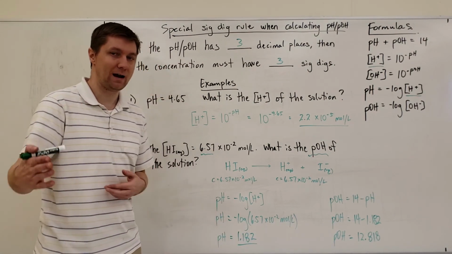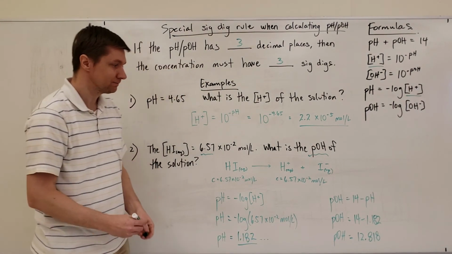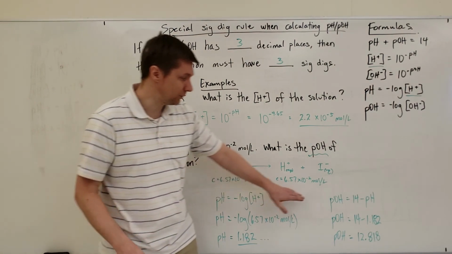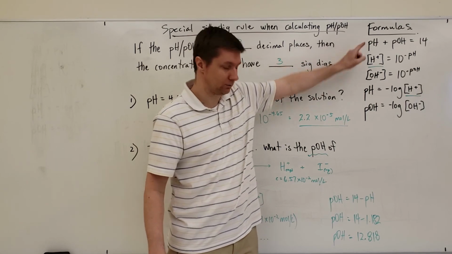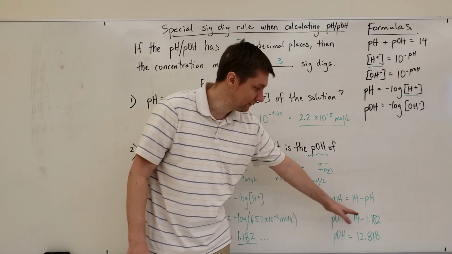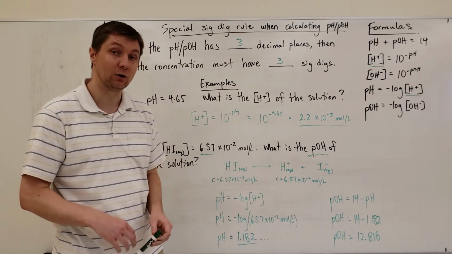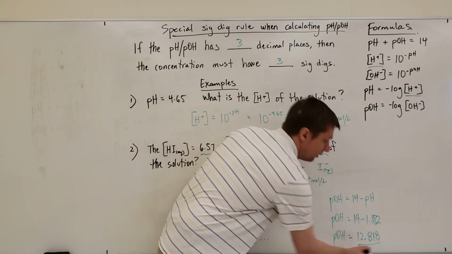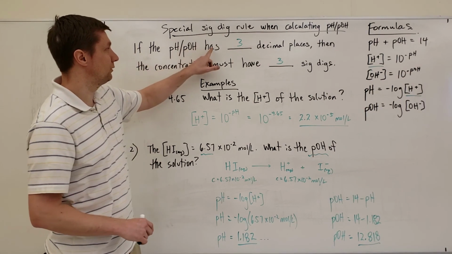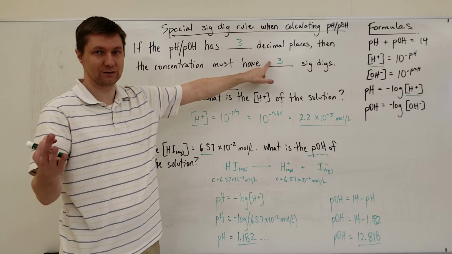But remember, I don't round until the very end. So actually this number is a bigger, longer number in my calculator. And I want to calculate the pOH. So to calculate the pOH, I'm going to use this formula really easily. Just 14 minus the pH is going to give me my pOH value. So I plug that in and I get a pOH value of 12.818. Notice that that is still written to 3 decimal places because my pH and pOH value must have 3 decimal places when my concentration has 3 sig digs.